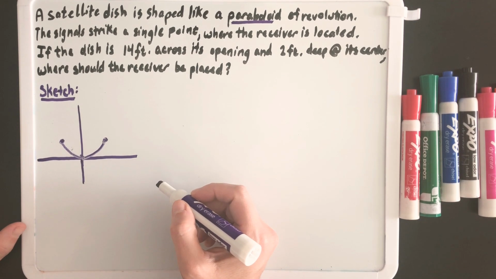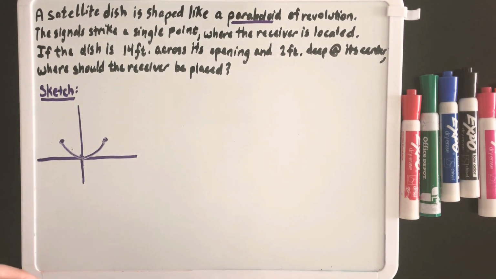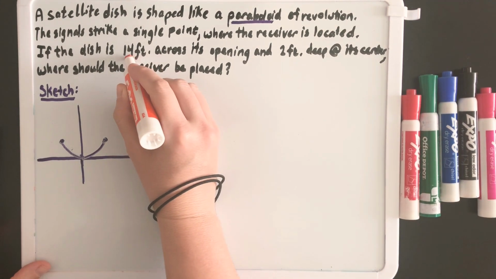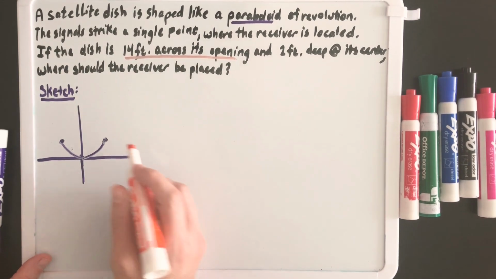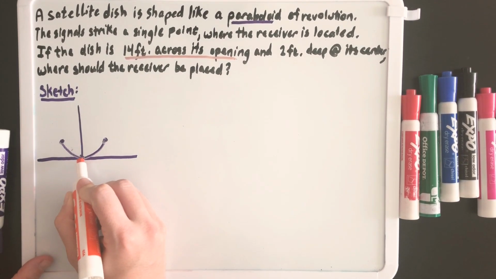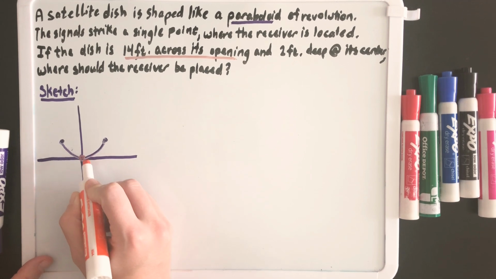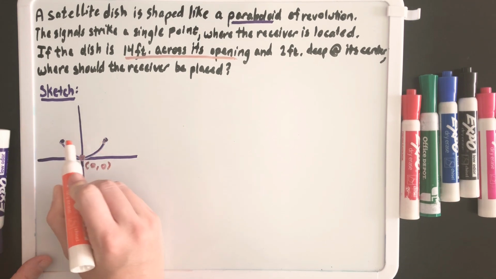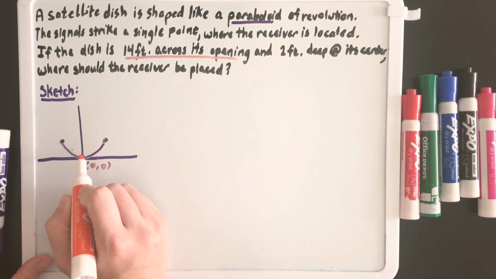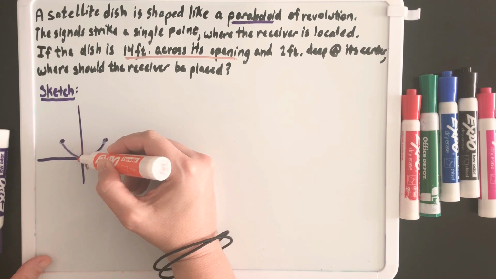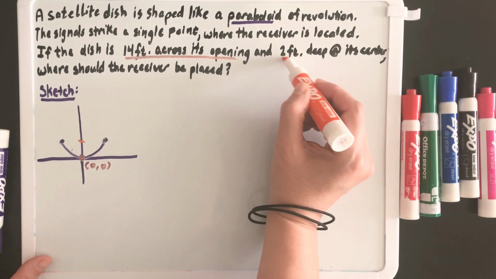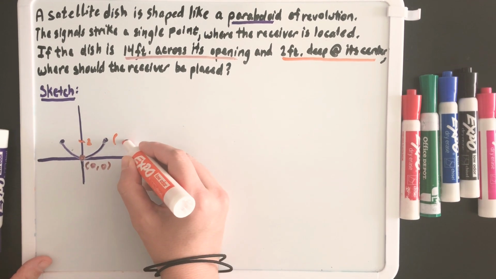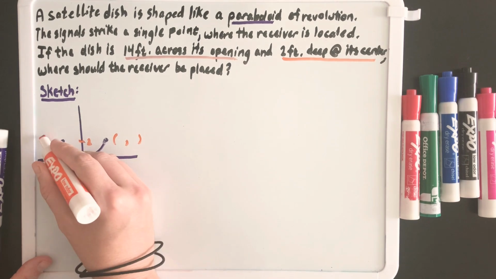Now, we know some things about this opening. It tells me that the dish is 14 feet across at its opening. So using that information, if I had this vertex here at 0, 0, then I now would know these 2 points if this is the entire depth of the parabolic cross-section here. So right here, if the depth is 2 feet deep at its center, this is 2, then I now know these 2 locations, don't I? What do you think they are?